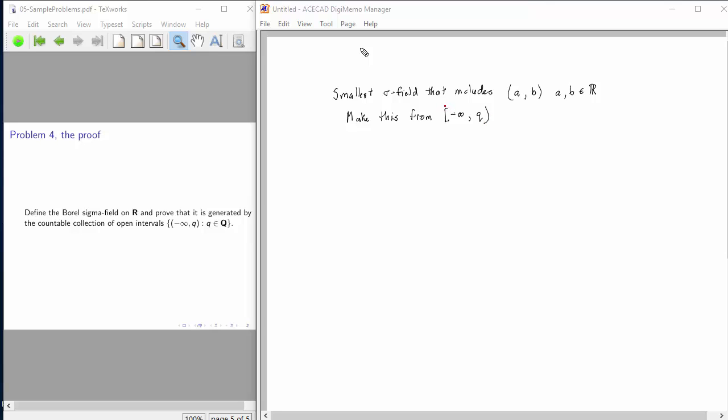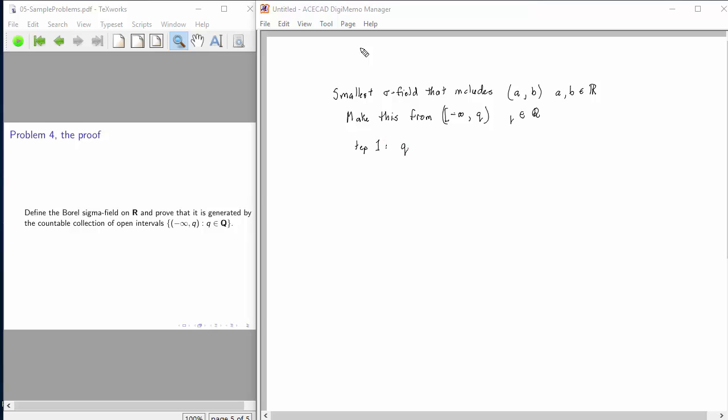Here on the left, it would be legal either to use a parenthesis or a square bracket. And here, the right endpoints are just rational numbers. So we're going to build this whole gigantic sigma field out of just a countable collection of open intervals. Since I did most of this in sample problem 1, I will be quick about it.